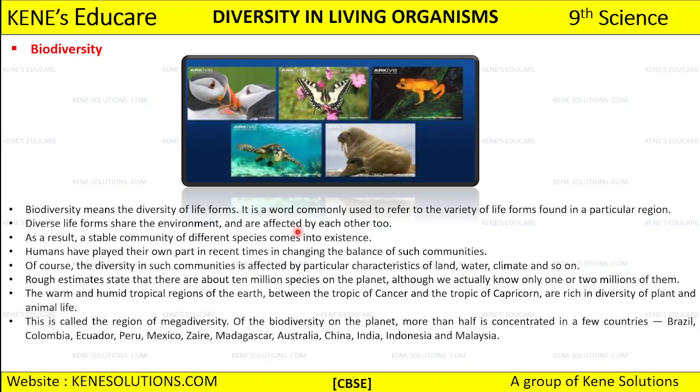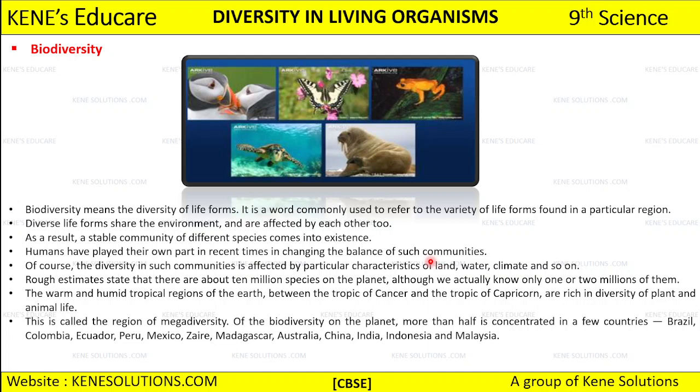So humans have played their own part in recent time, where they are changing the balance of some communities. What are they doing? Because of the role that we are playing with respect to the environment, we are changing the balance of our communities, and they are affected by the particular characteristics of land, water, climate, and so on, right?